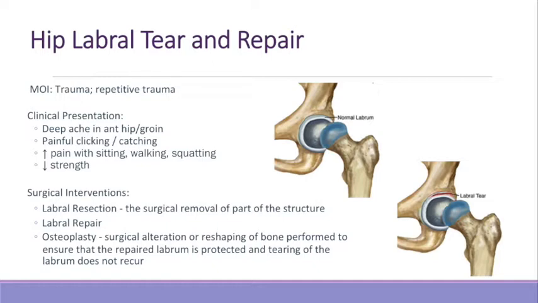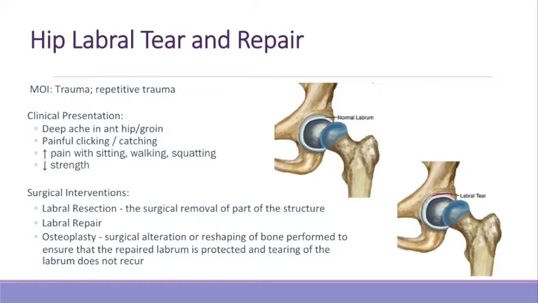Tissues involved are the labrum. The labrum is a band of fibrocartilage that surrounds the hip joint. There's also a labrum in the shoulder. Let's just keep it simple and talk about the hip joint right now. The labrum is significant as a weight-bearing structure. It acts like a rubber seal to help hold the femoral head securely within your hip socket.